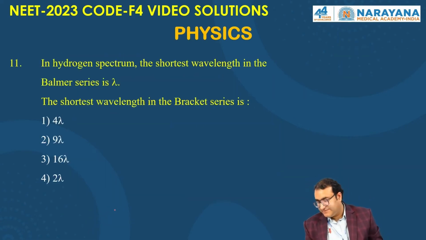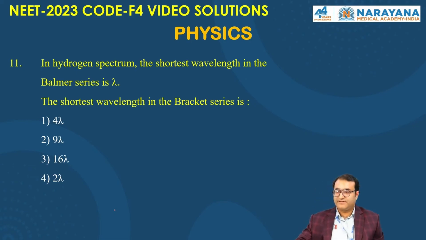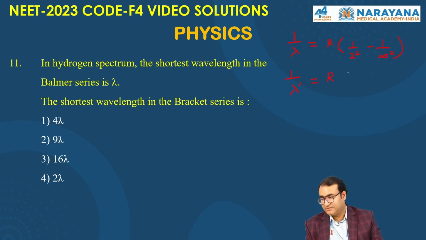Let us come to question number 11. Hydrogen spectrum: the shortest wavelength in the Balmer series is lambda. For the Balmer series, we can write 1 by lambda is equal to R into (1 by 2 square minus 1 by infinity square). And for the shortest wavelength in the Brackett series, let the wavelength be lambda dash. 1 by lambda dash is equal to R into (1 by 4 square minus 1 by infinity square), as n is 4 here.